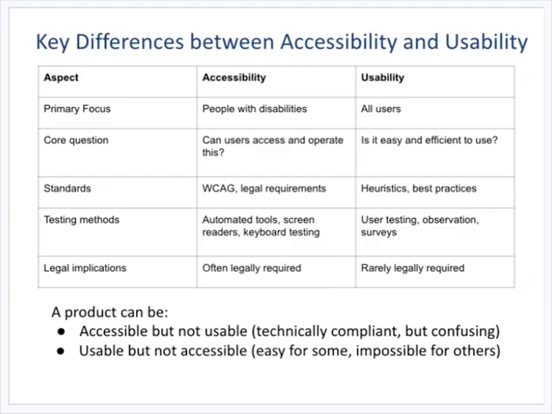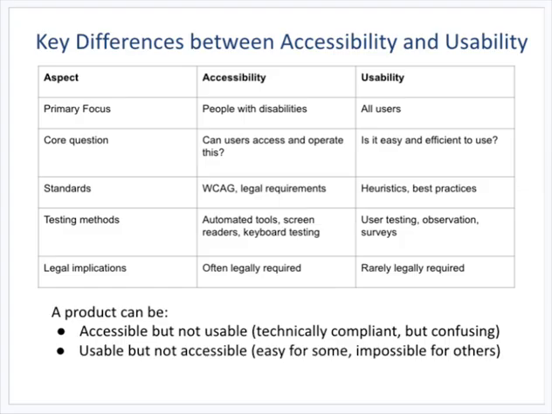Now we will go through key differences between accessibility and usability. So we have divided into five aspects: primary focus, core questions, standards, testing methods, and legal implications. So we will understand how accessibility and usability consider these aspects. First aspect is primary focus. Accessibility's primary focus is people with disabilities, while usability's primary focus is all users.